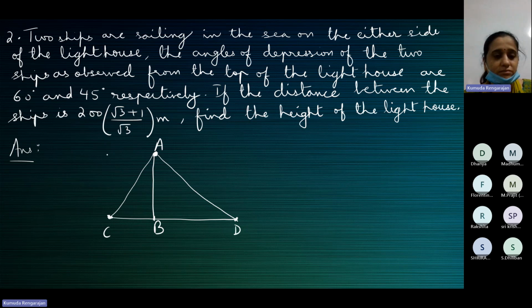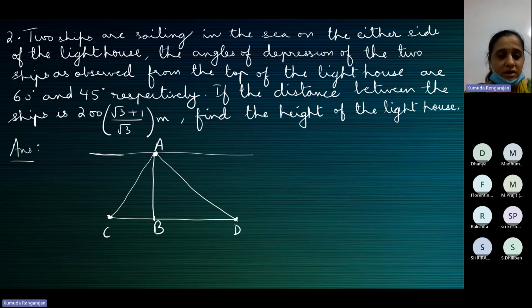This is the horizontal. You'll have to take the horizontal on both the sides because one ship is on this side, the other ship on the other side. So the horizontal on both the sides like this. Now the angle between the horizontal and the line of sight is the angle of depression.